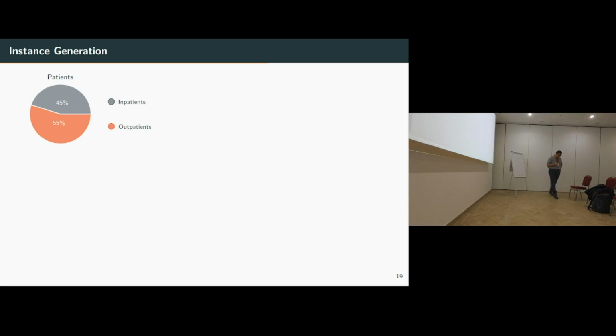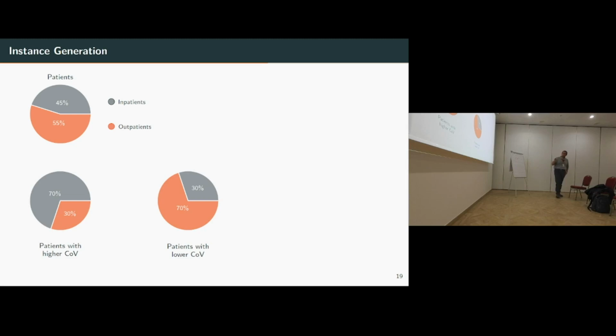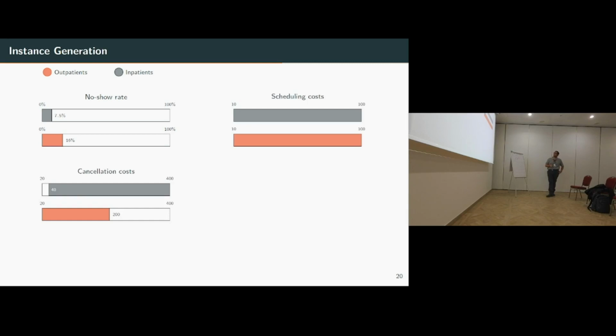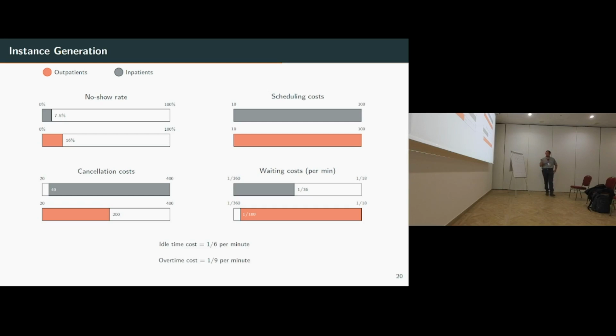And then we divide the patients into inpatient and outpatient, with different characteristics. Inpatients need to stay one night in the hospital after the operation, outpatients can go. And they are distributed like this. Generally, inpatients have a higher coefficient of variation, sampled from these two values, while outpatients generally have a lower coefficient of variation. We fitted the no-show rate, scheduling cost, cancellation cost, and waiting cost according to the literature. And we also fixed the facility cost, so the idle time and overtime.